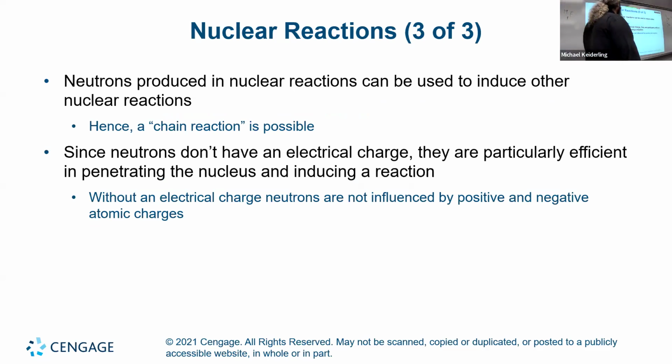So neutrons produced in nuclear reactions can be used to induce other nuclear reactions. So it's possible to have a chain reaction, where one reaction sets off another one, and so on. And since neutrons don't have an electrical charge, they're particularly good at penetrating the nucleus and causing a reaction, because nothing pushes them away. Without electrical charge, they're not influenced by positive and negative atomic charges, so they're not driven away from the nucleus.